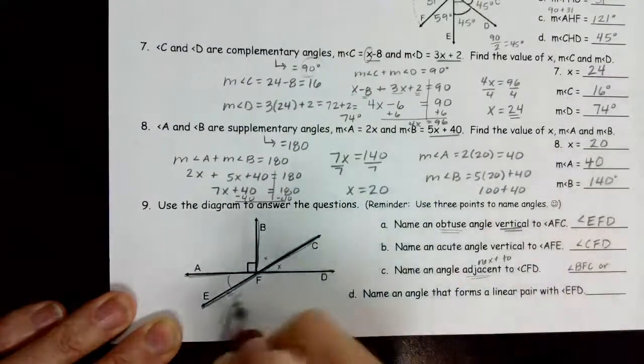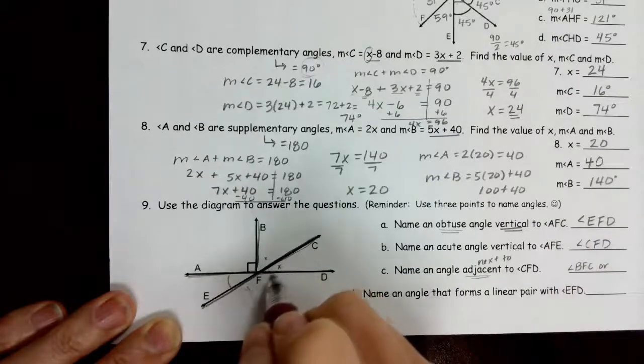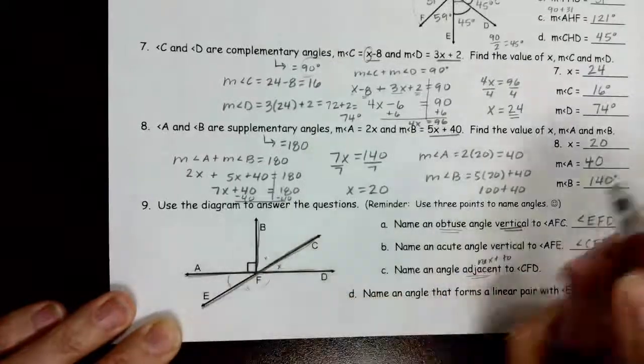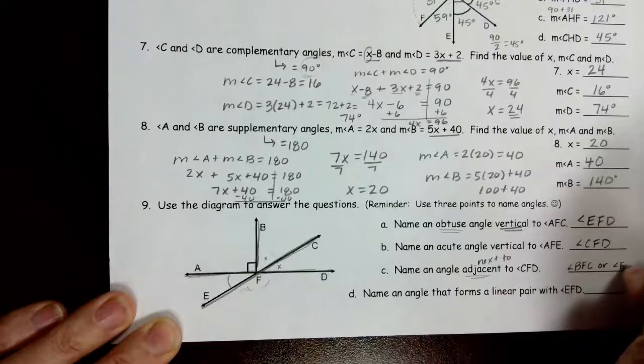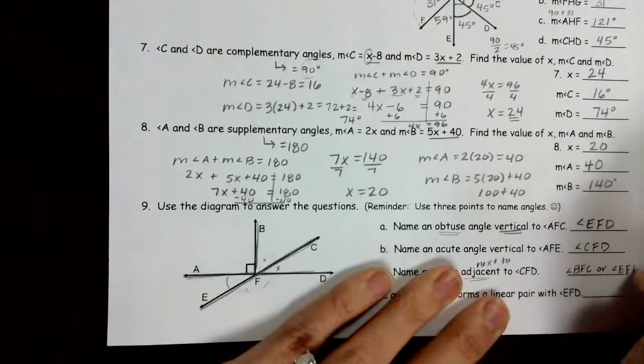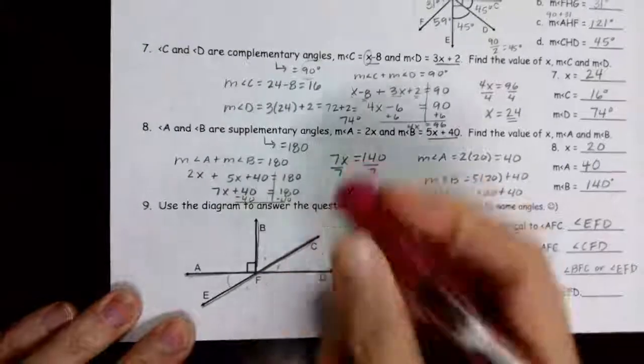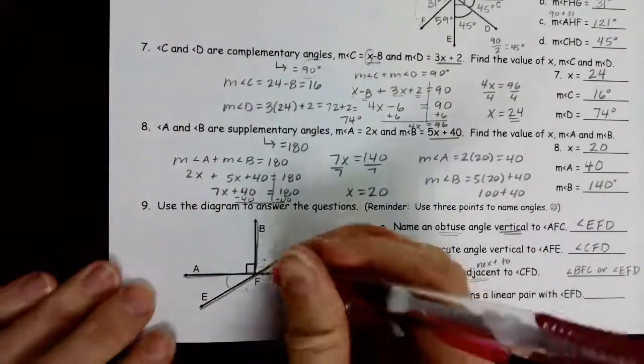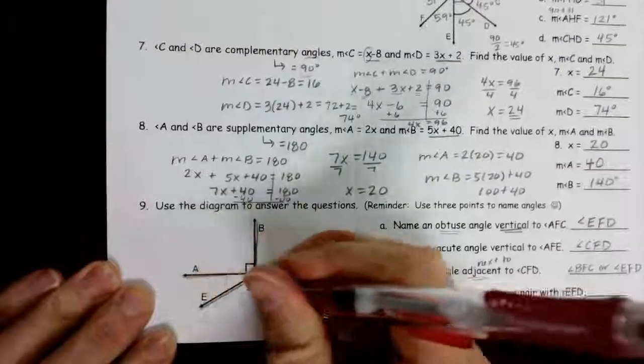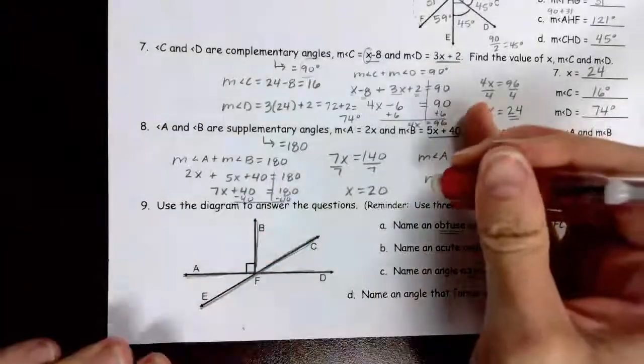Or I could have the angle that is over here, because these two share that line FD. So I could say angle EFD. Now, I don't need both answers there. I only need one. So either one of those answers is correct. Adjacent means next to each other.